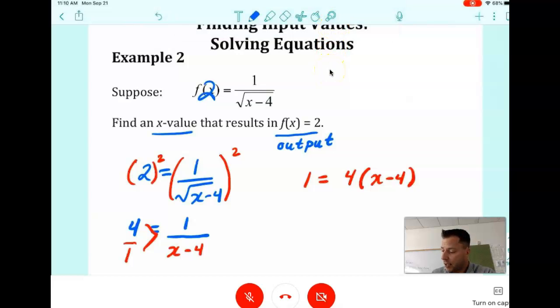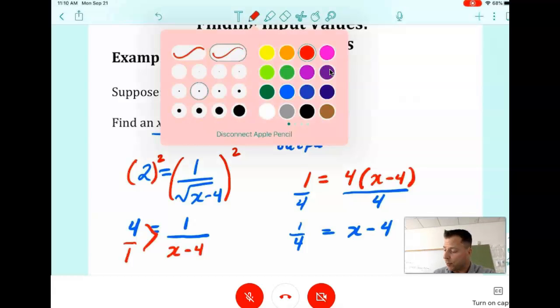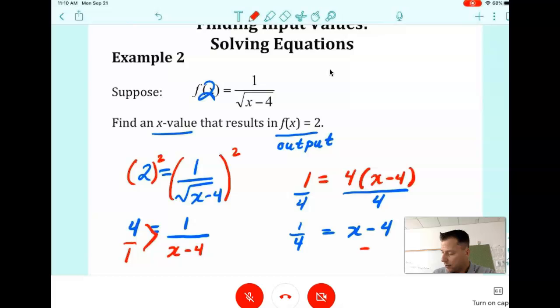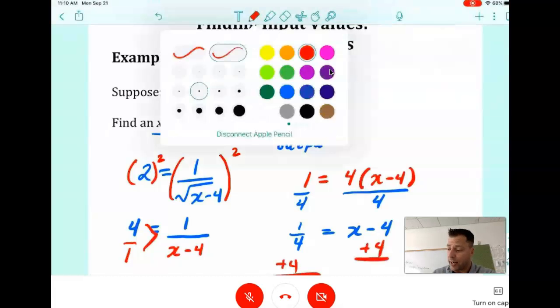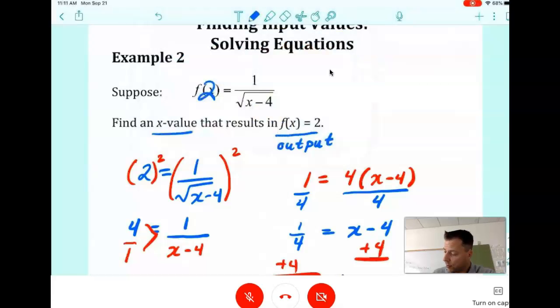I can divide each side by 4, which is what I'll do. That's one way to do it. Or you can distribute the 4, so you get 1 divided by 4 is equal to x minus 4. And then to solve for x, you just add 4 to both sides. So you get 4 1/4, or 4.25. So our answer there is 4.25.